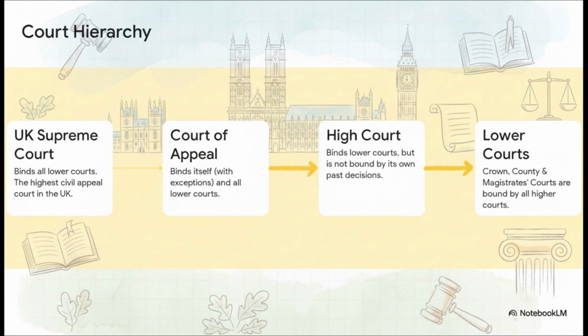Then there's the High Court, which binds the lower courts like the Crown Court and County Court. And what about those courts at the bottom? Well, they're on the receiving end. They don't set binding precedents, they just have to follow them.